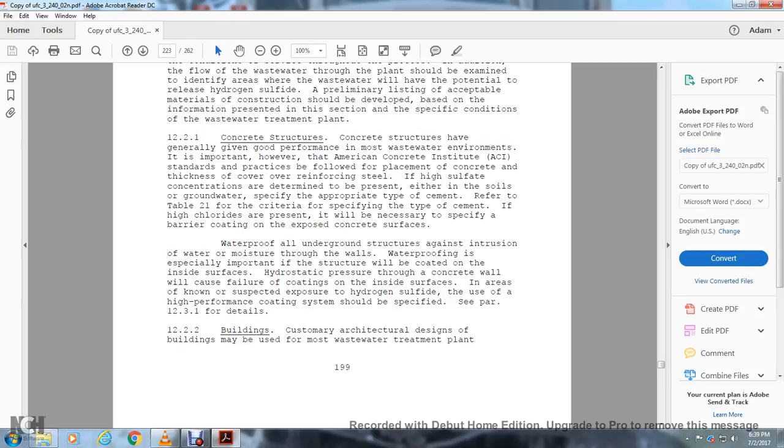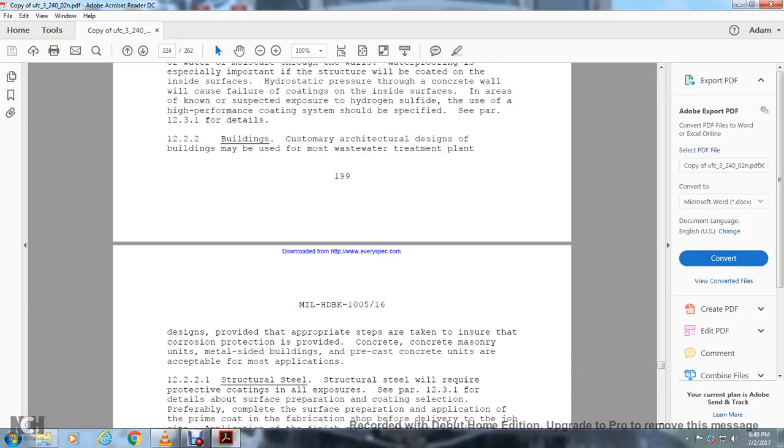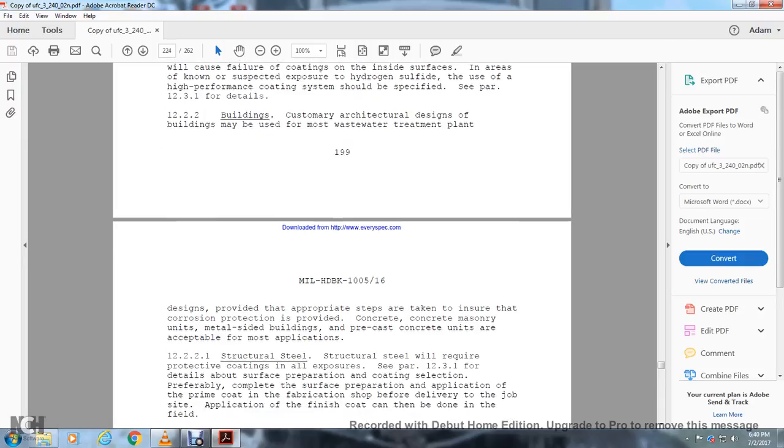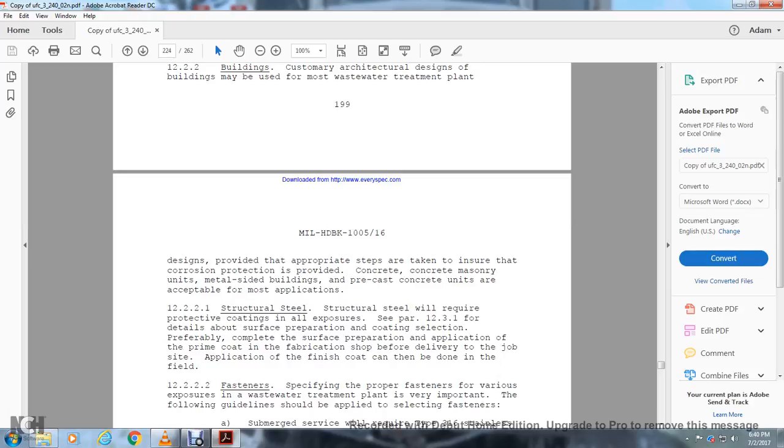12.2.2 Buildings. Customary architectural designs of buildings may be used with most wastewater treatment plants, with the appropriate steps taken to ensure that corrosion protection is provided. Concrete masonry units, metal-sided buildings, and precast concrete units are acceptable for most applications.